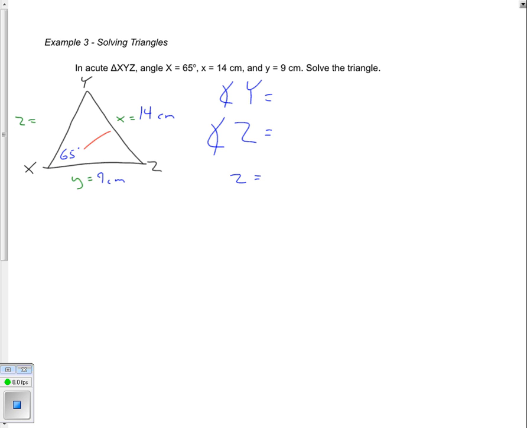So the most information that I can get at this point is actually from the fact that I have the length of y, but I don't know the angle of y. So that's the first thing that I'm going to figure out, because I have no information at all at this point about either angle z or the length of z, but I do know something about y. So I'm going to try now and solve for angle y.